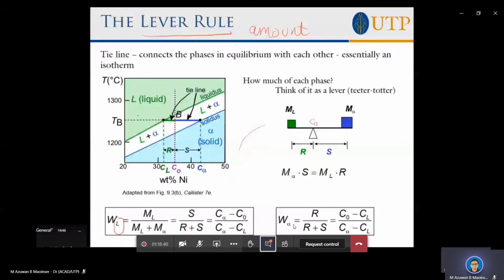On the left ni ada apa, liquid. So this is actually C liquid, yang ini C alpha. Okay, so if you want to find the amount of liquid on this side, you go to the opposite side, you ambil S. So it will be S over the total length. That will be amount of liquid. If you want to find the amount of solid on the right, you take the opposite side R. That will be R over R plus S. Itu sahaja. Okay?